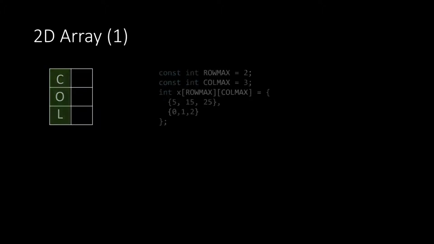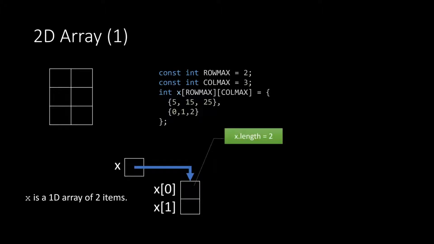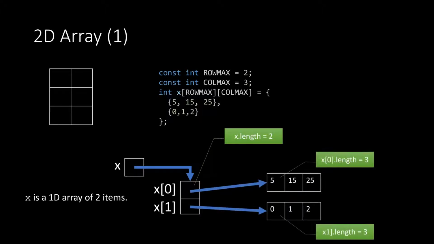As a refresher, a 2D array stores data that can be thought of as being in a table format, and by that I mean the data is organized into rows and columns. This segment of code declares a 2D array X with 2 rows and 3 columns. Inside of memory, however, things are a little more complicated. The 2D array X is actually a 1D array of 2 values. Each of those values is a memory location that points to its own 1D array of 3 items each.